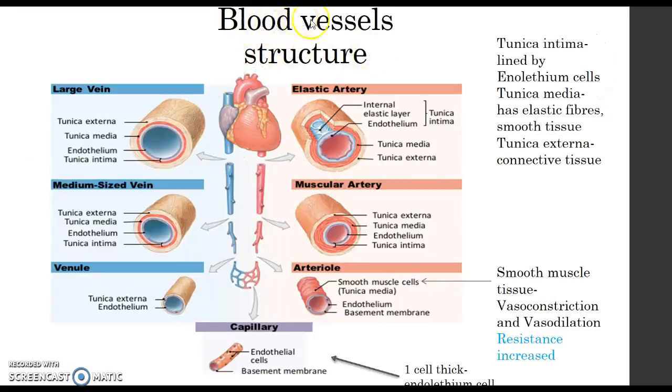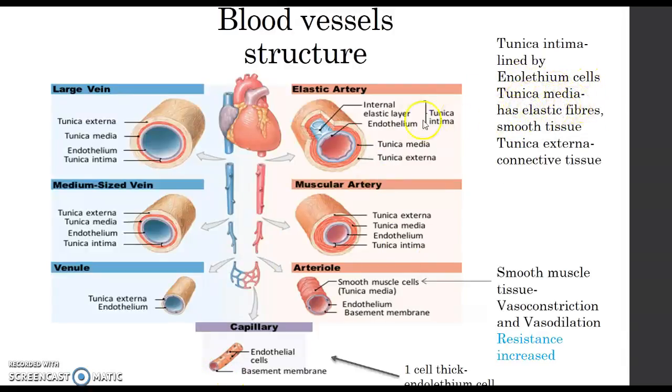So the blood vessel structure. So this is a large vein, and then we've got different size veins, and then they go to venules, and the same with the arteries on the side with arterioles and capillaries. So the capillaries are one cell thick and have an endothelium cell, which is the only cell which covers the capillary, which is also included in the majority of the other vessels. So they are lined with the tunica intima, which in most cases is the endothelium cell.